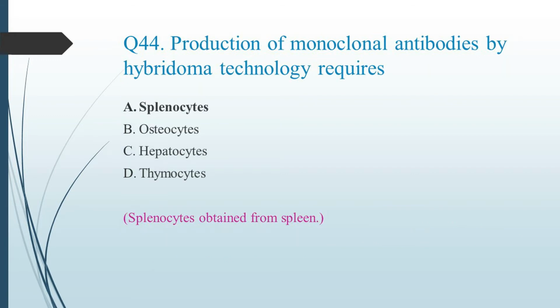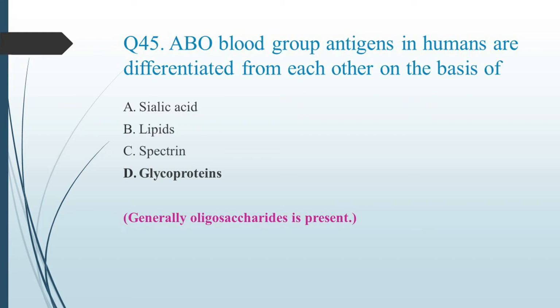Question number 44 says, production of monoclonal antibodies by hybridoma technology requires. So cells are taken from the spleen of the mouse. So option A, splenocytes, is the right option. Question number 45 says, ABO blood group antigens in humans are differentiated from each other on the basis of. They are generally differentiated on the basis of oligosaccharides present. So option D, glycoproteins, is the right option.